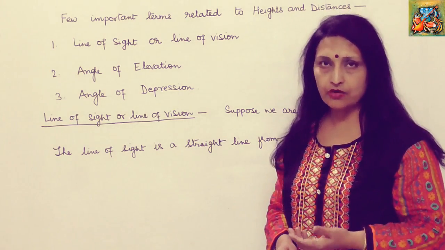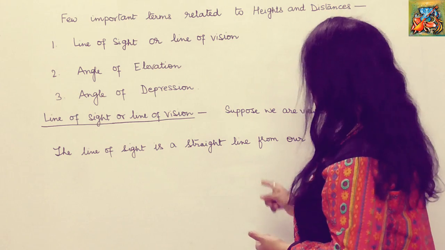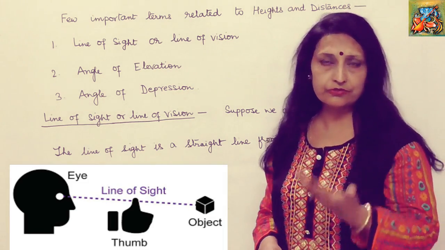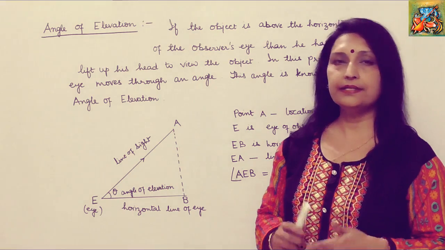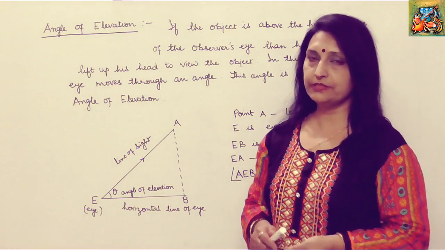Suppose we are viewing any object. The line of sight is a straight line from our eyes to the object. It's known as the line of sight. The next term is angle of elevation.